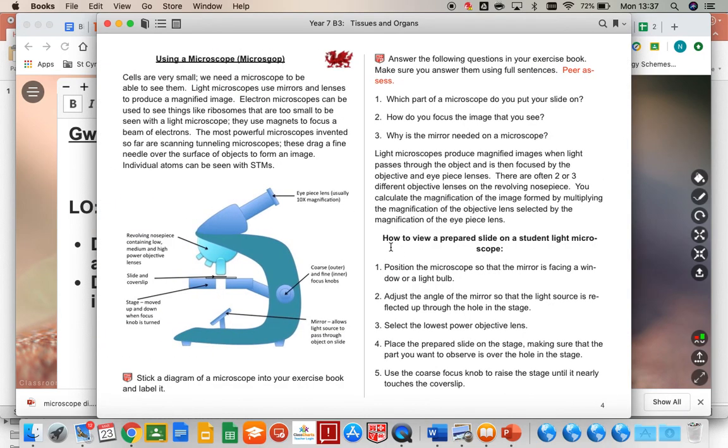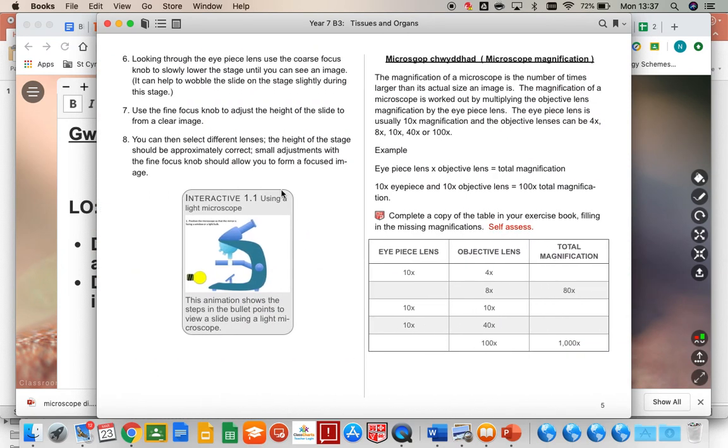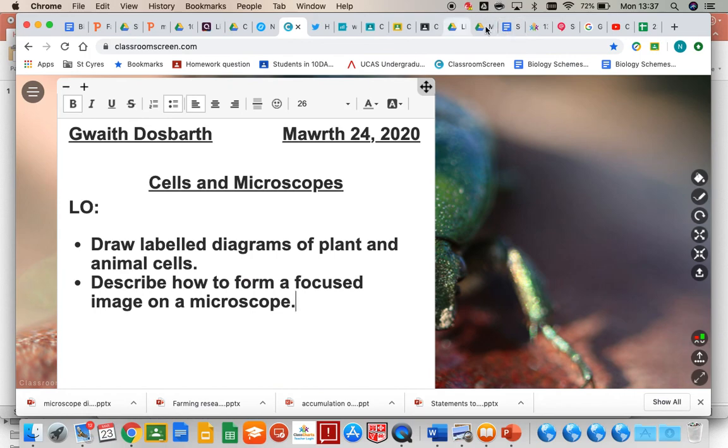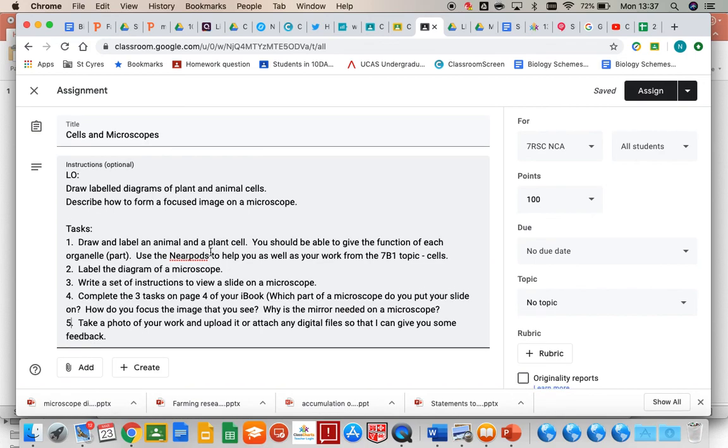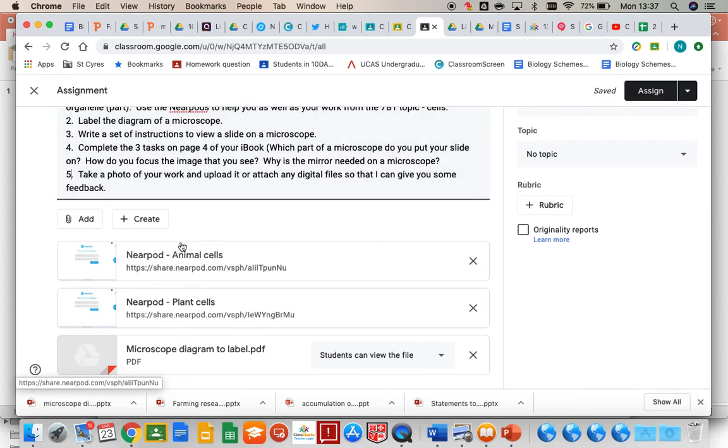So what I want you to do is to make a set of instructions that tells someone how to focus a microscope. So if we look back at what I want you to do on Google Classroom. First thing, there are the objectives for you. So the animal and plant cell, there are two Nearpods that you move through the slides yourself, so it's not me controlling them, but I will get to see the slides that you've produced on that.